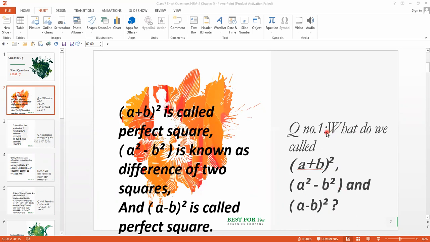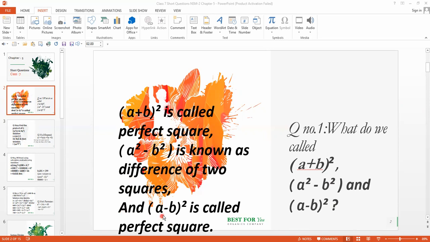And the question is: what is the name of this identity, this first one? Okay, look here at the answer. (a plus b) whole square is called perfect square. Clear? And what do we call this, a square minus b square? It is known as difference of two squares.